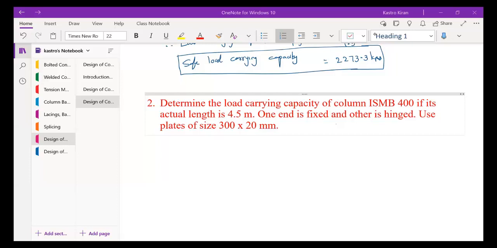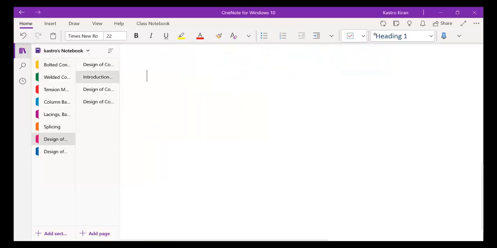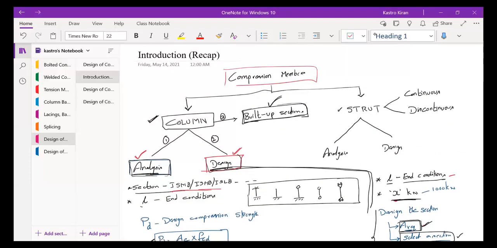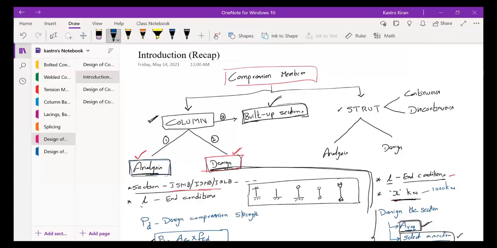So this is the last of the series on the design of compression members as a column section. Now we also have the second part, which is the design of compression members as strut members. The next series will be focused on design of compression members as struts. Again, you have two types of struts, continuous and discontinuous. You have two methods here, one is analysis type and the second is design type. In the next classes, we'll talk about the analysis type, and the forthcoming class will be talking about the design type of strut members. Thank you.